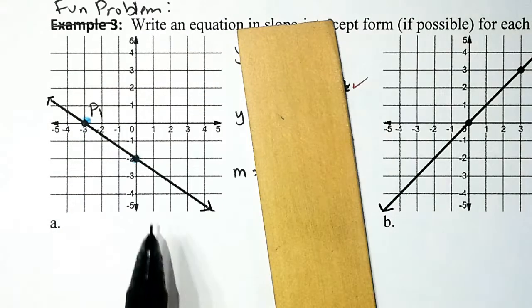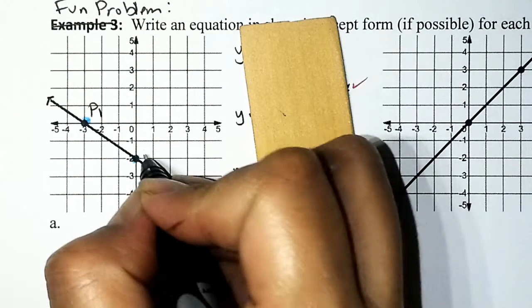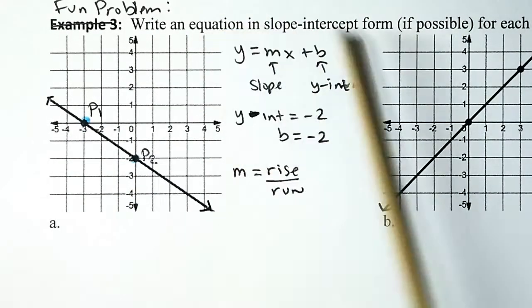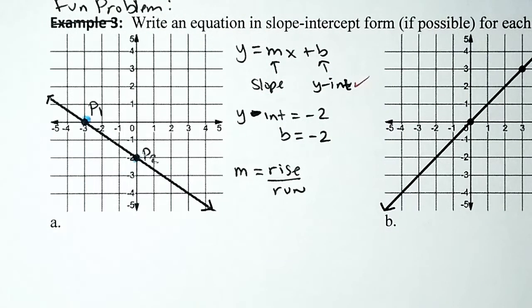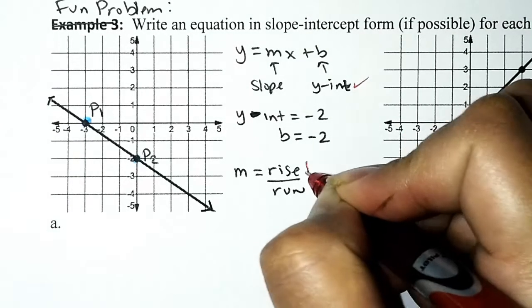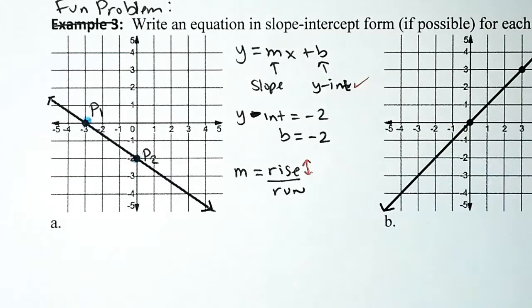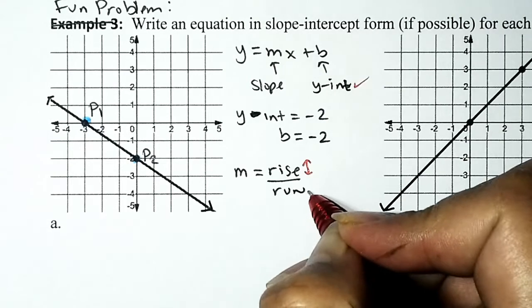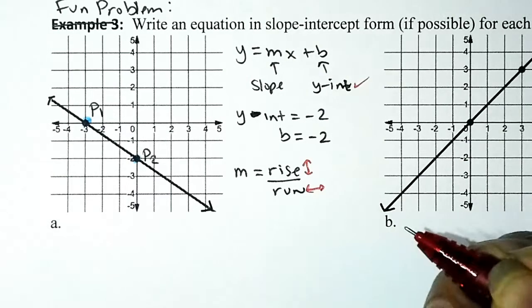And then I see that point at (0, -2), so we're going to call that point two. So slope, ratio of rise to run. Let's see what that rise is. How many units do we have to go up or down to be at the same height as the second point? Run: how many units do we have to go side to side to get to our mark?